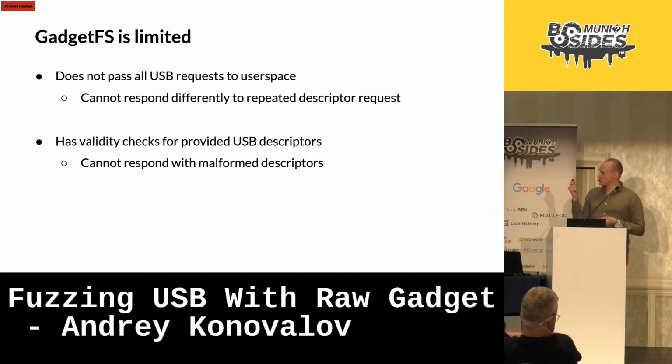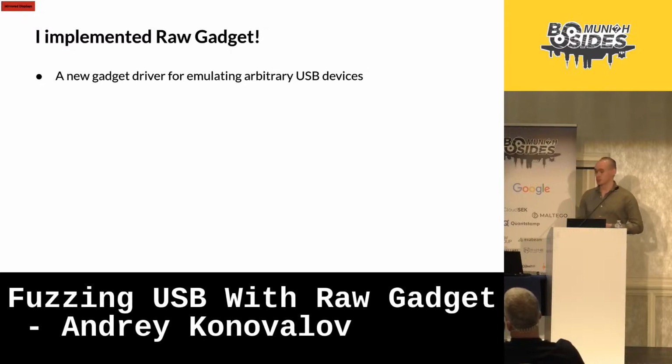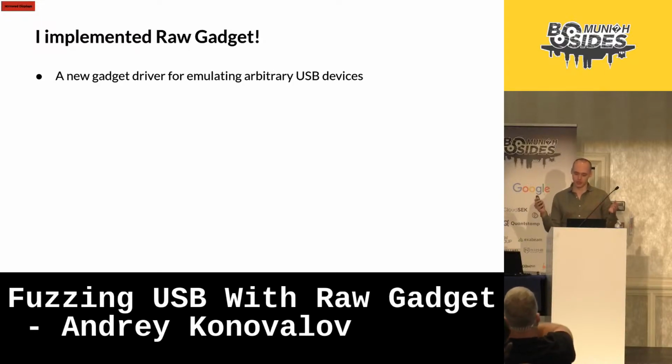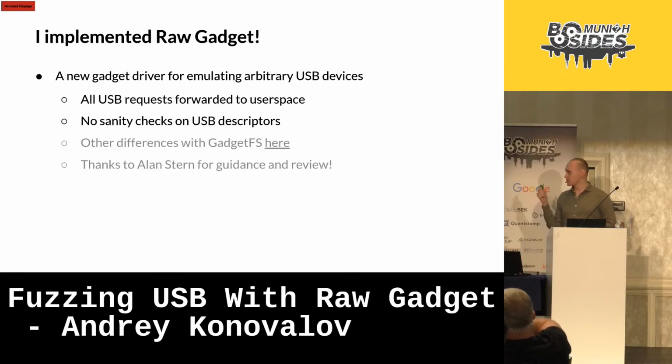So initially, I wanted to remove these constraints from GadgetFS. I started trying to change the GadgetFS code, but it has a lot of legacy code in there, and also the interface is a bit unusual, so it was hard to adapt GadgetFS. So instead, I just implemented my own gadget driver. This took some effort, but I managed to do it. And this driver works similarly to GadgetFS, but it allows you to emulate arbitrary USB devices. The key differences are that all USB requests that this gadget driver receives are passed to user space to get the response, and there are no sanity checks on USB descriptors.